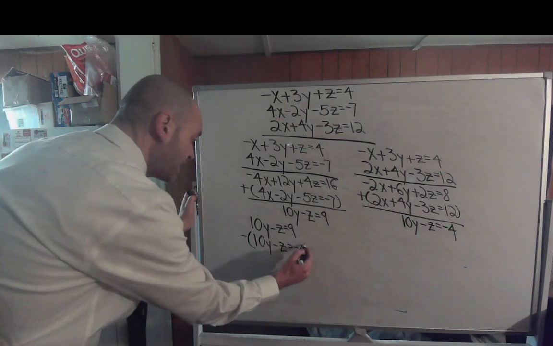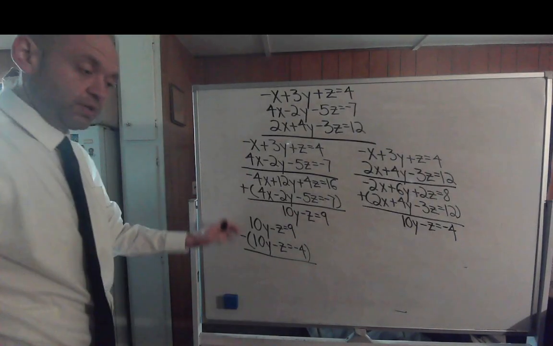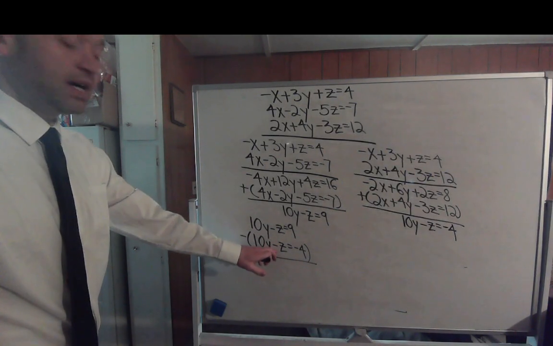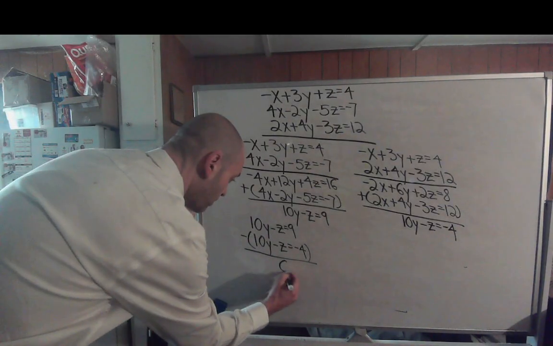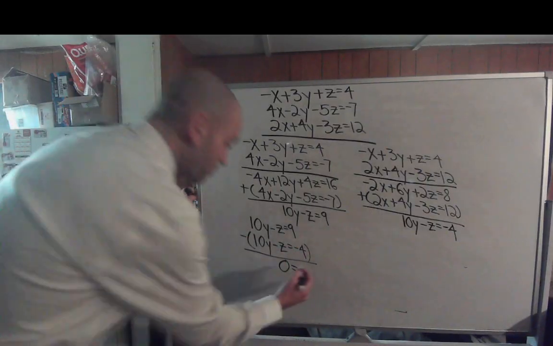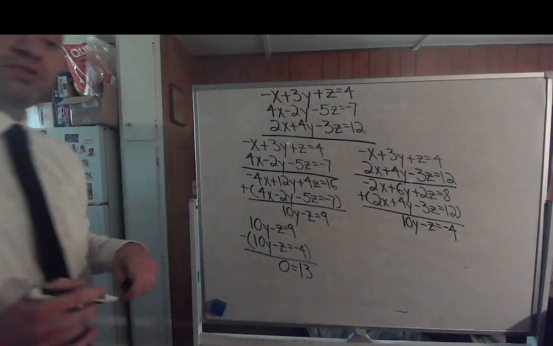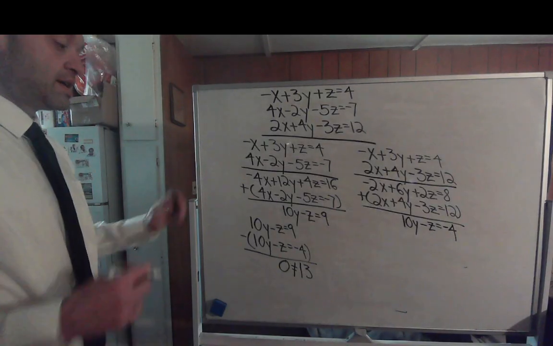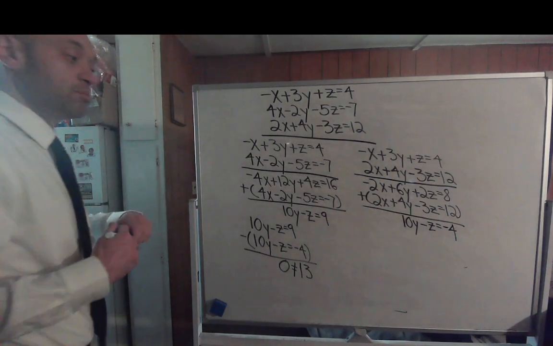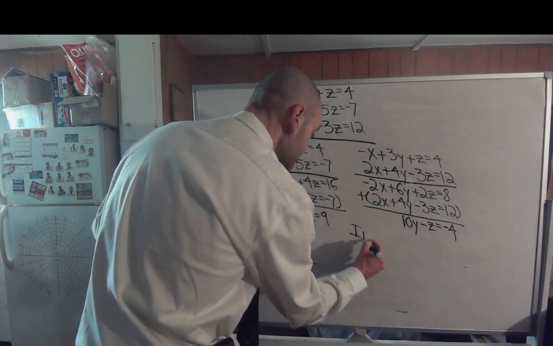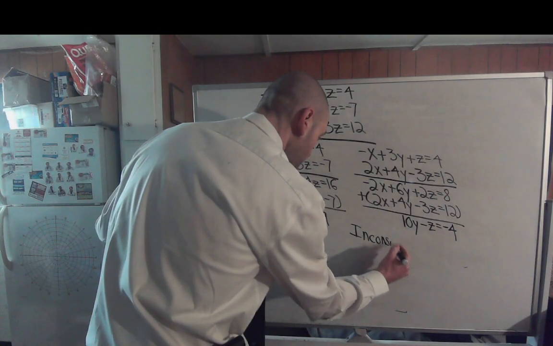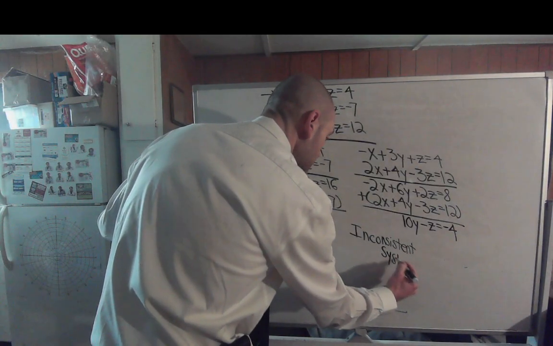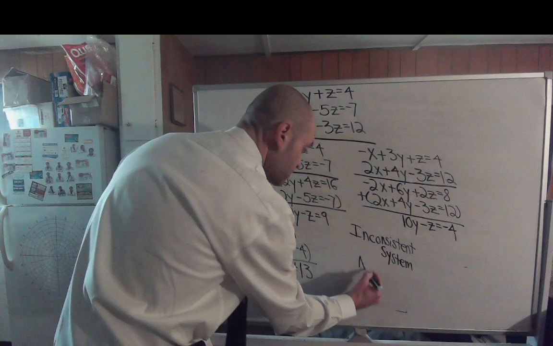So let's go ahead and subtract the second equation from the first. We can actually eliminate y. 10y minus 10y is 0. Negative z minus negative z is also 0. And then 9 minus negative 4 is 13. Well, you got a false statement. 0 does not equal 13. That means you have an inconsistent system, which means there's no solution.